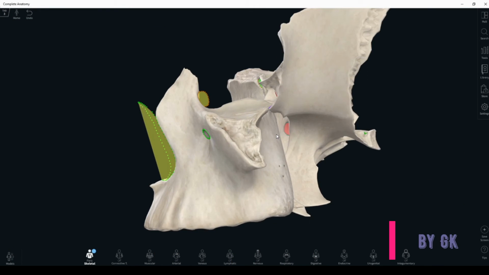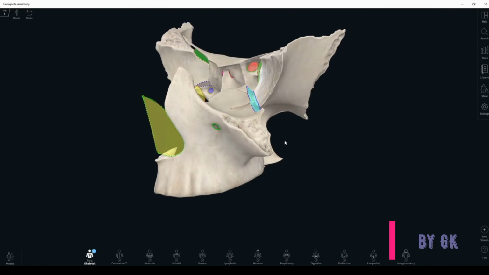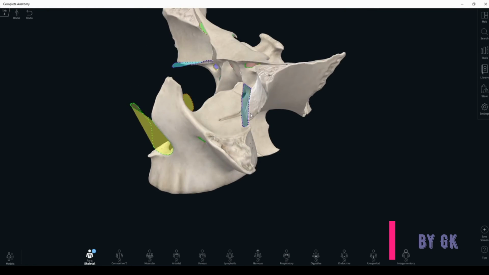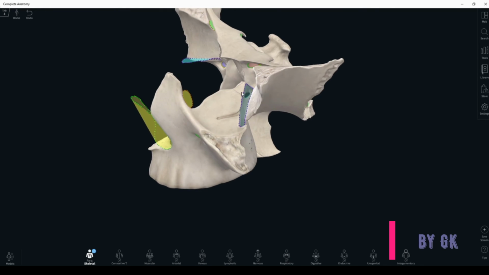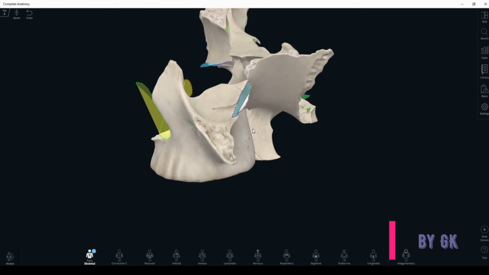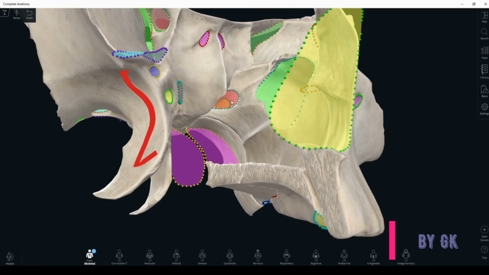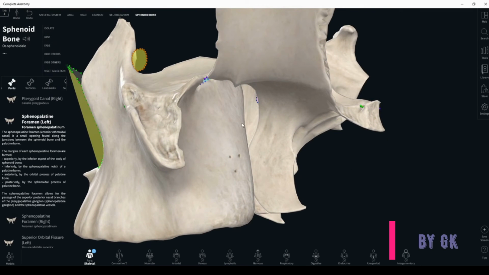To show the communications of the pterygopalatine fossa in a better way, we need to leave only three bones: the sphenoidal, maxillary, and palatine bones. On the top of the pterygopalatine fossa you can see the inferior orbital fissure, which is common to the pterygopalatine fossa and infratemporal fossa. The second communication is located on the medial wall, the sphenopalatine fissure or sphenopalatine foramen. On the lateral wall, the communication with the infratemporal fossa is the pterygomaxillary fissure.